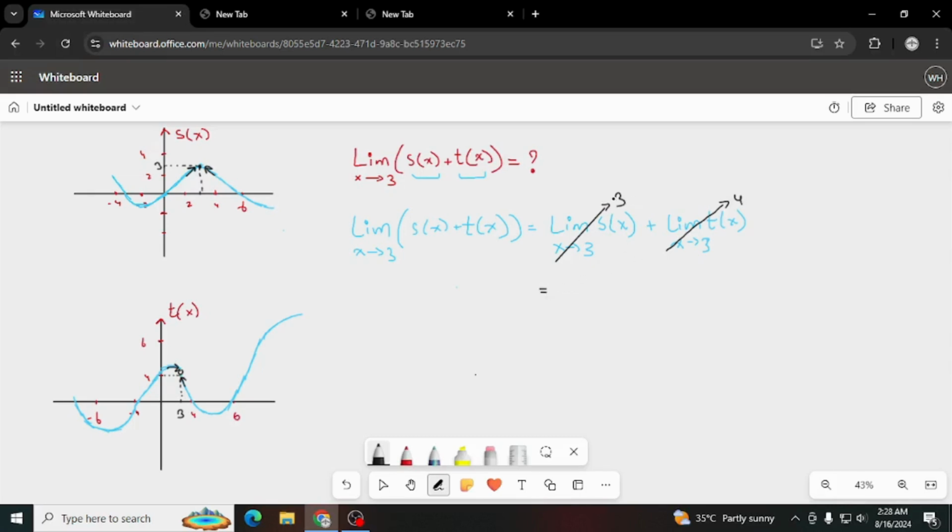We're going to substitute these values. We have 3 plus 4, and we get our limit as 7. So we got our answer to this question: this whole limit is approaching the value 7.